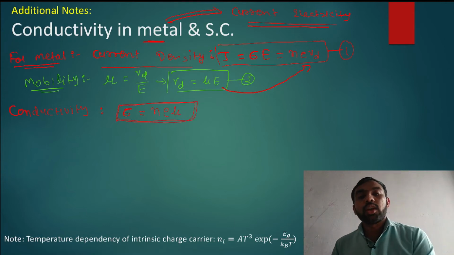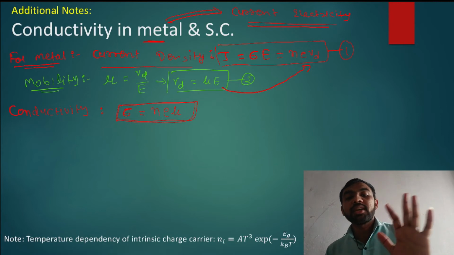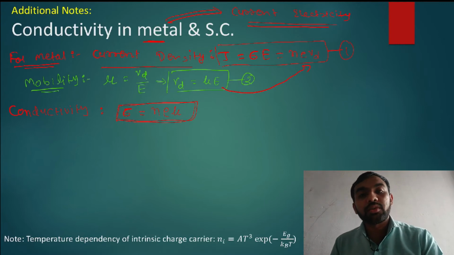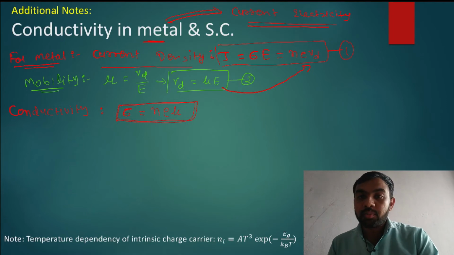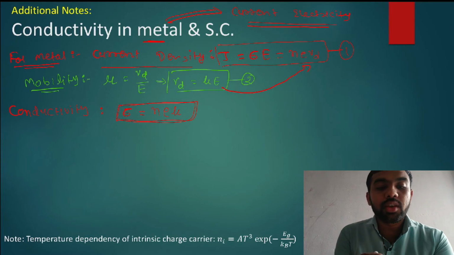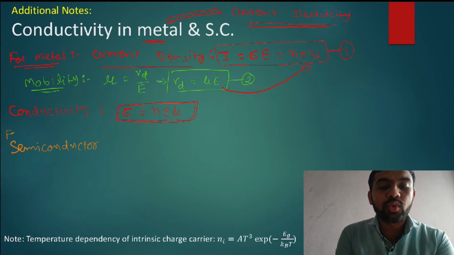What is the answer? Conductivity of any metal is just given by n e mu, where n is the number of charge carriers, e is the charge of an electron, and mu is the mobility. But if you think about a semiconductor, then it is completely different.